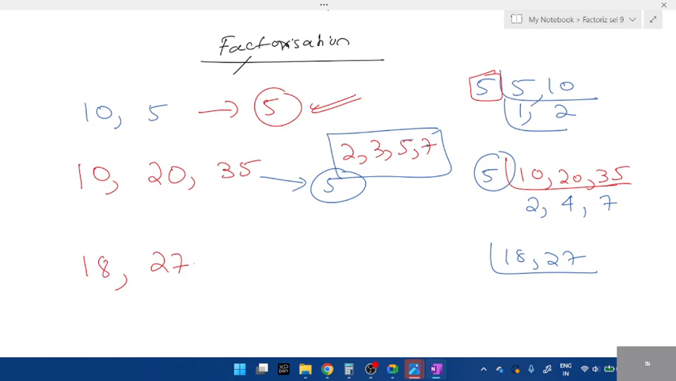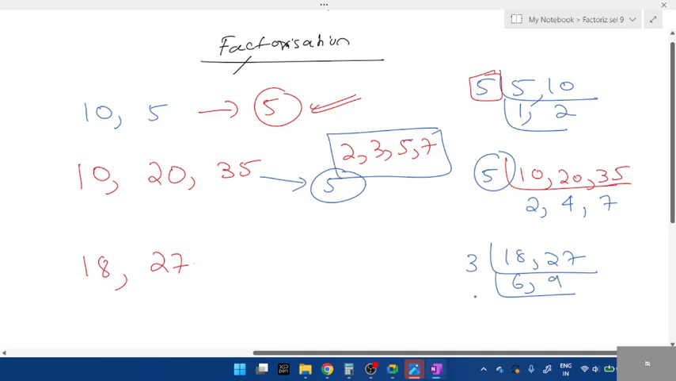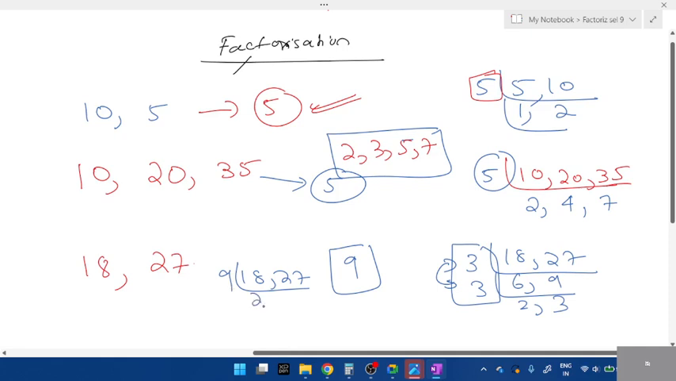Yes, what's the answer, students? What's the least number that goes in, 2 or 3? 3. 3 sixes are 18, and here 3 nines are 27. Next, anything common? Again 3. 3 twos are 6, 3 threes are 9. Now, you're not supposed to write 3 and 3. You have to multiply them. 3 threes is how much? 9. So start practicing like this. Once you get used to it, you can directly take 18 and 27. Can we directly use 9? 9 twos are 18, 9 threes are 27.